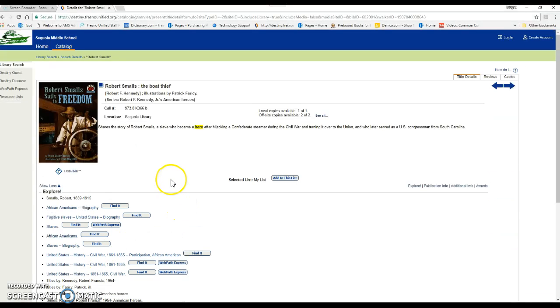What does it have to do with the hero? Shares the story of Robert Smalls, a slave who became a hero after hijacking a Confederate steamer during the Civil War and turning it over to the Union, and who later served as a U.S. Congressman from South Carolina. Now, for me, this book is interesting because I like the topic.